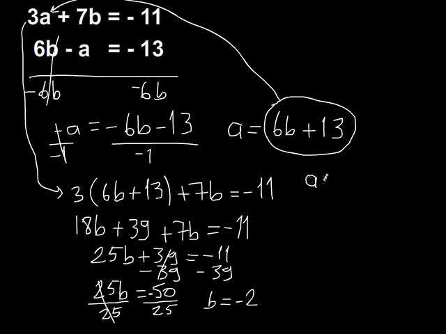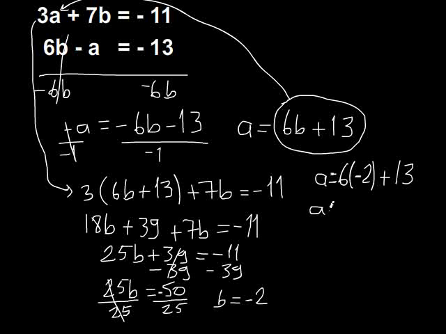a becomes 6 times negative 2 plus 13. If we simplify further, 6 times negative 2 gives us negative 12 plus 13, and a becomes 1. And since we know a and b, we can write our solution set as (1, negative 2).